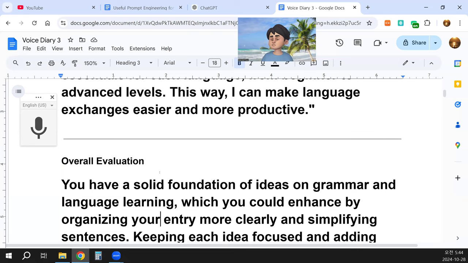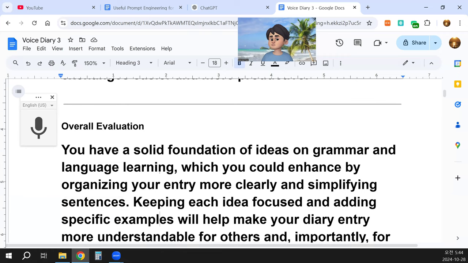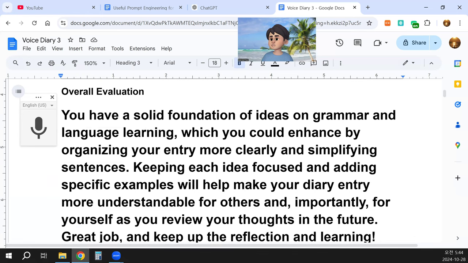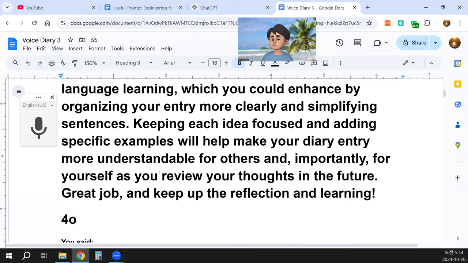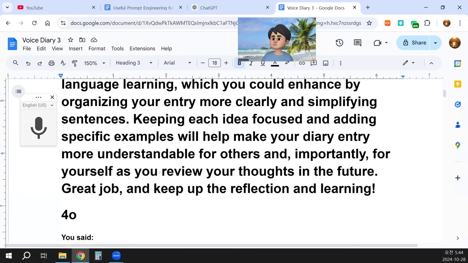You have a solid foundation of ideas on grammar and language learning, which you could enhance by organizing your entry more clearly. Keeping each idea focused and adding specific examples will help make your daily entries more understandable for others and, importantly, for yourself as you review your thoughts in the future. Great job, and keep up the reflection and learning.